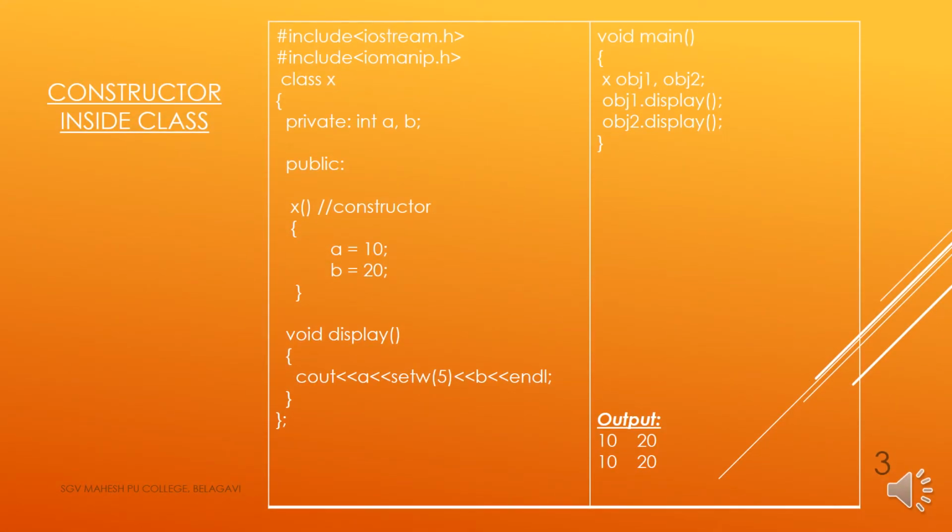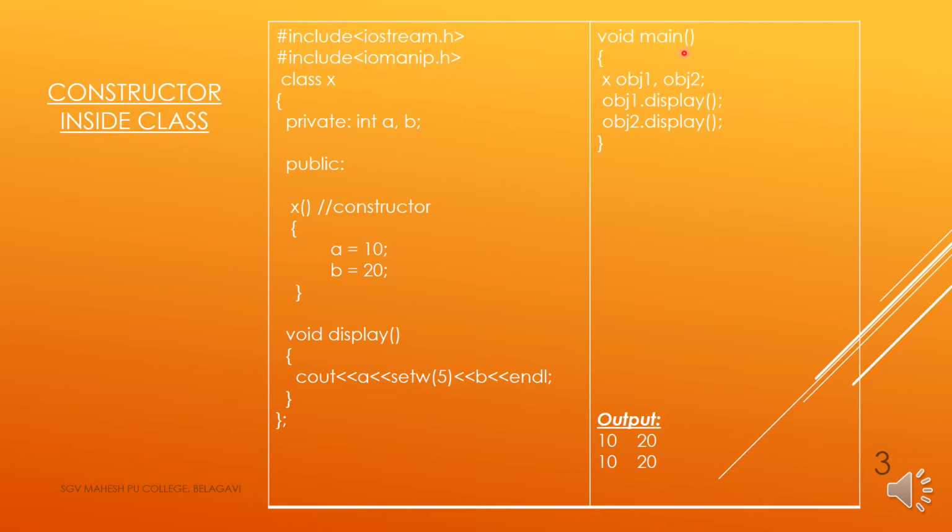Let's see how to define a constructor inside the class. You create two header files. I'll create class X, two private variables. This is your constructor X, same name as that of a class. Initialize any two values. This is the display function. Display the values of A and B. Set W, this is setw, where you are giving some space in between A and B, which is present in your header file iomanip.h.